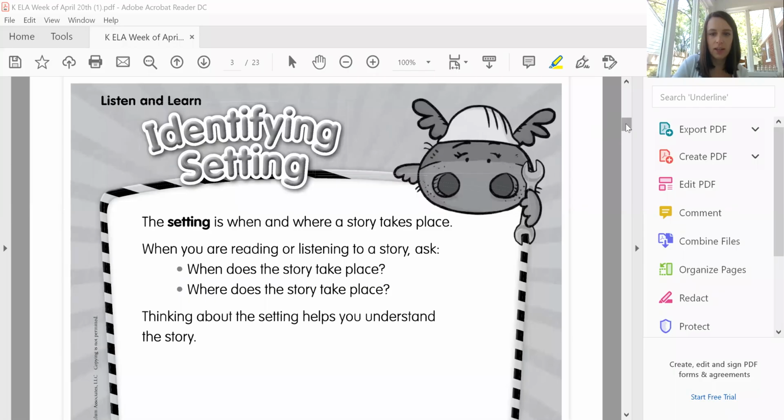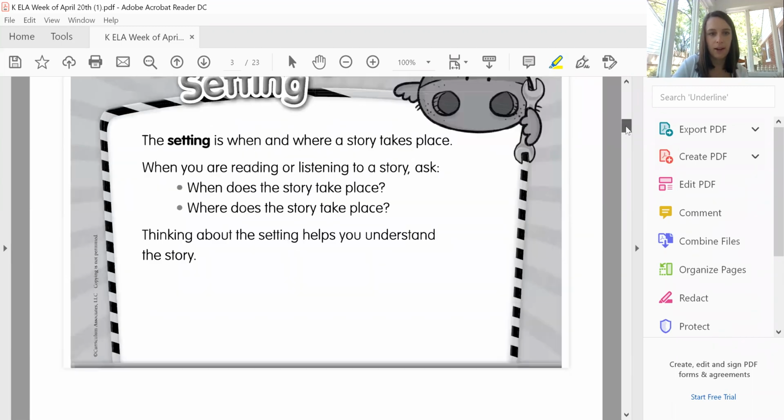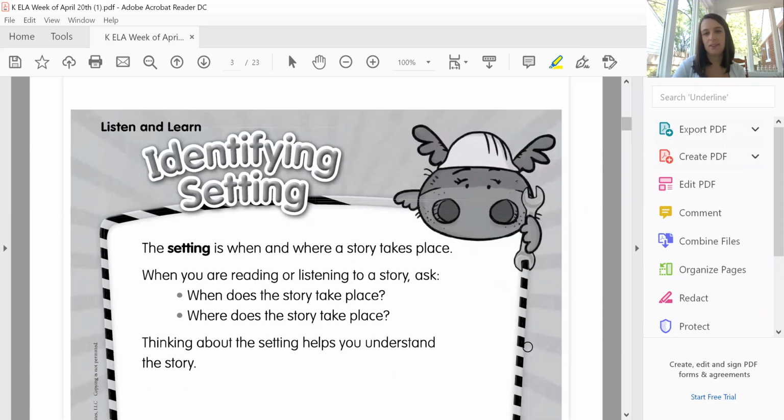So I'm going to go ahead and share my screen with you and show you what our story is going to look like today. The title of the story is The Tallest Girl in the Jungle. You can pull up a packet that looks like this if you've received it. And today we're going to be working on identifying the setting in this story.